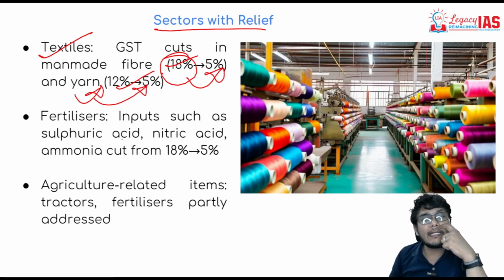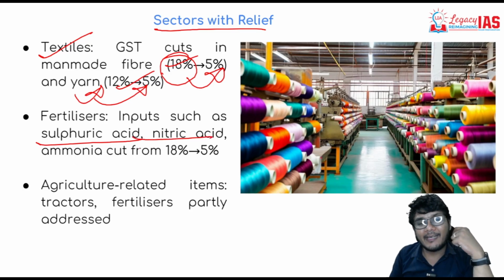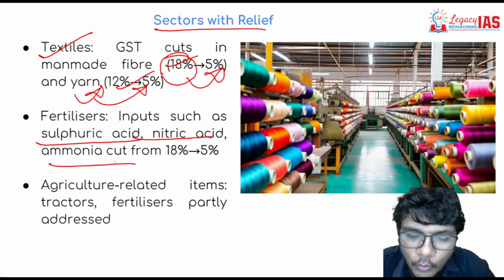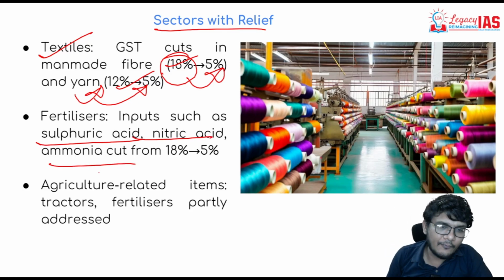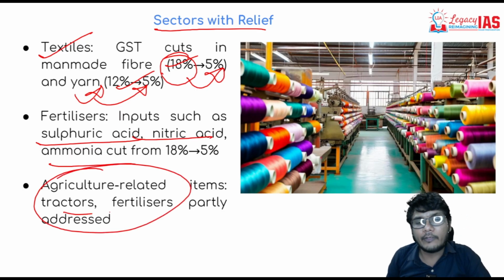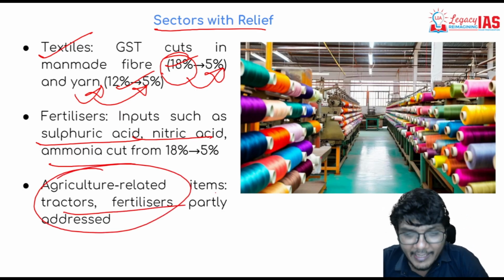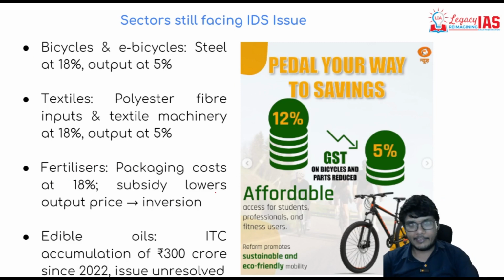Now the same in fertilizer, the inputs such as sulfuric acid, nitric acid, ammonia, all have been cut to 5%. There has been some relief in the agriculture sector as well with respect to tractors, fertilizers, etc. have been addressed.